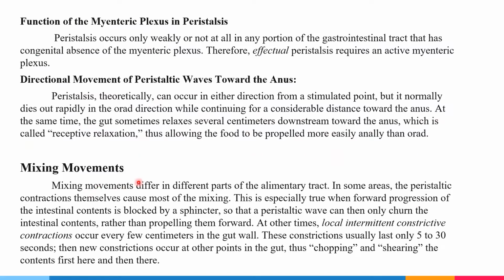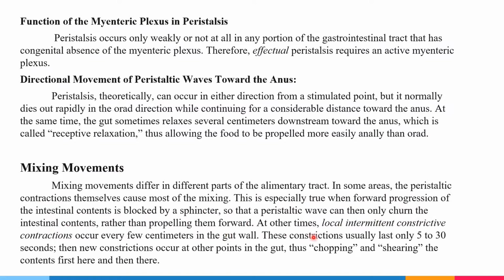Next, we look into the second type of movement that we are talking about, which is the mixing movements. Mixing movements differ in different parts of the alimentary tract. In some areas, the peristaltic contractions themselves cause most of the mixing. This is especially true when forward progression of the intestinal contents is blocked by a sphincter, so that a peristaltic wave can then only churn the intestinal contents rather than propelling them forward.